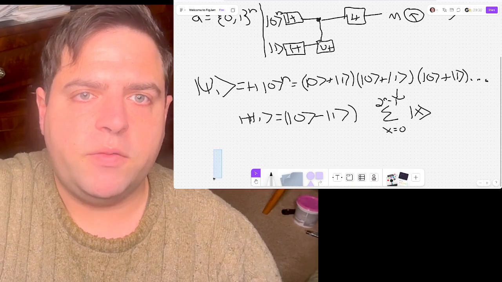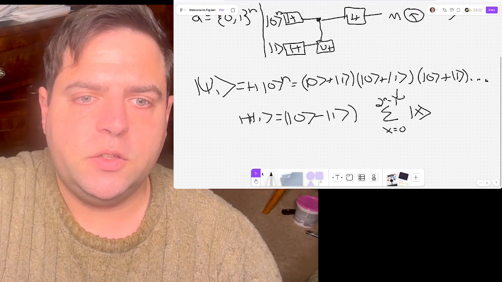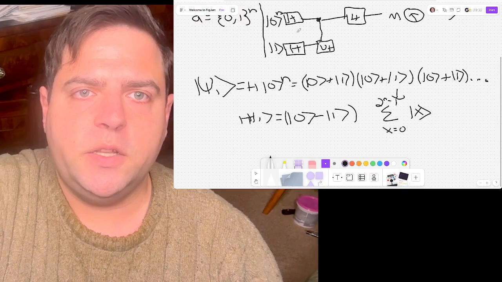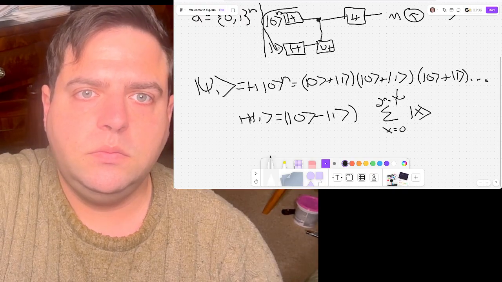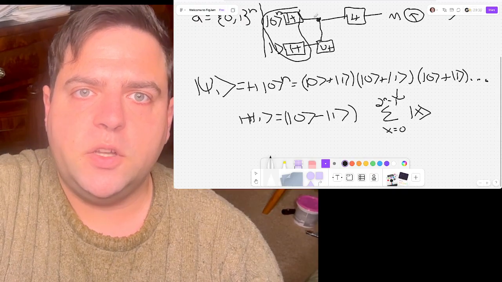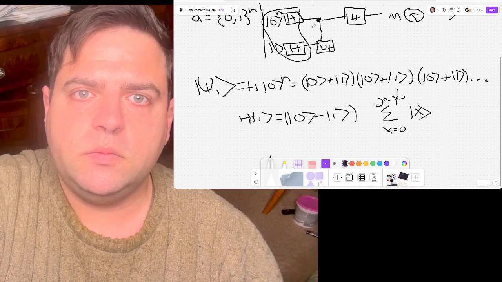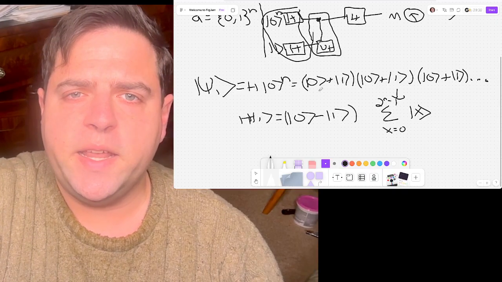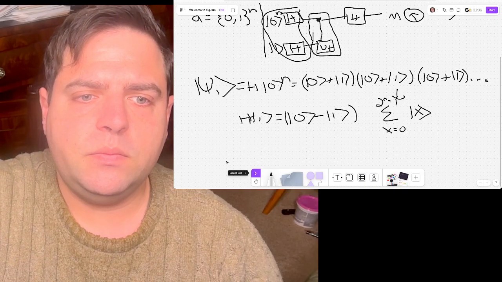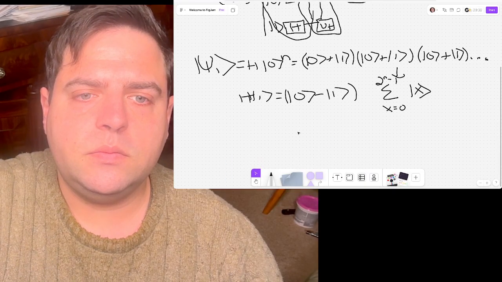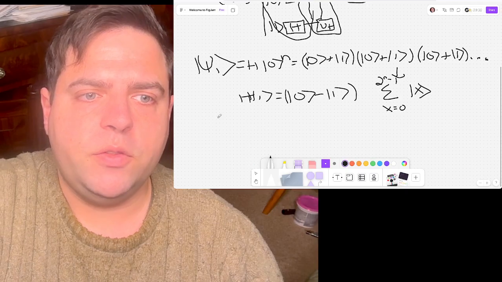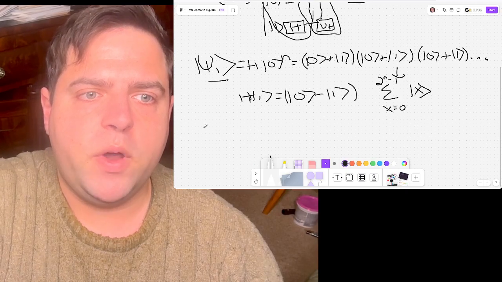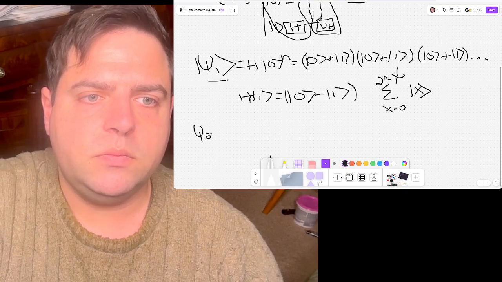So that's what we're looking at after the first gate here, these first two Hadamard gates. Next up, we have this. This is a controlled function NOT gate. And after psi 1 goes through this, we're going to have psi 2.